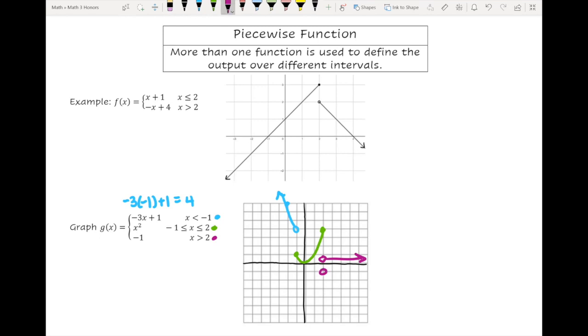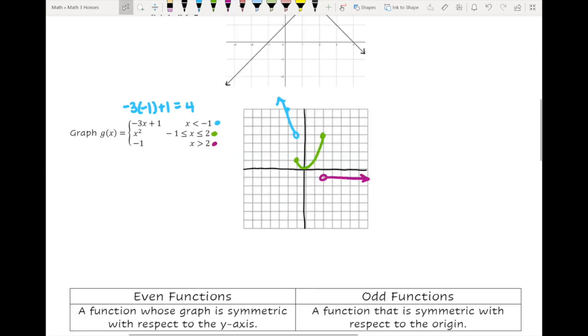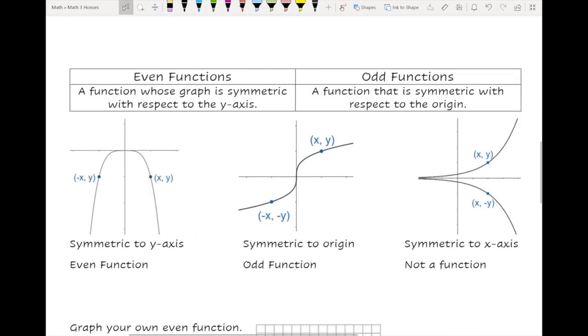I'll get -1 and it'll hit that forever. So I'm going to get rid of this one. Okay, so there are all 3 of my functions broken into the 3 different pieces. Open dots when I did not have the equal to bar, closed dots on the green one that does have the little equal to bar. We've got a piecewise function, and next we are looking at even and odd functions.